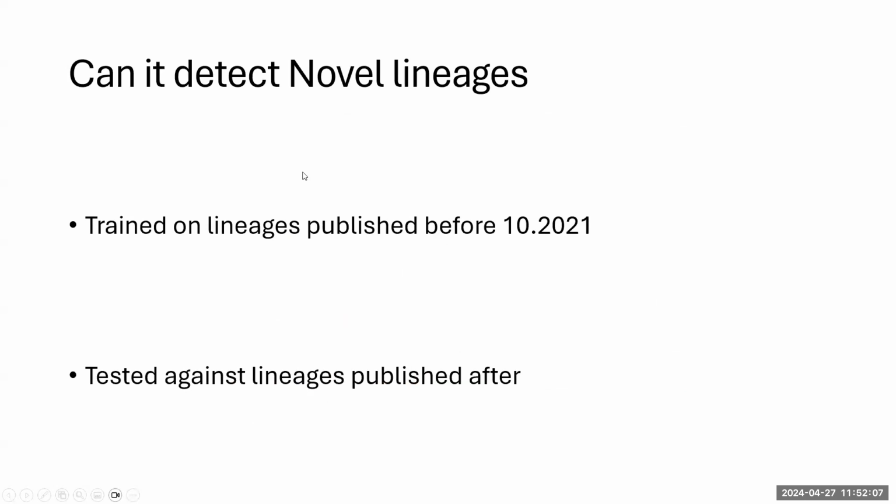Okay, after we've seen what the model is capable of, we decided to test it and see how it does in detecting novel lineages. To do that, we trained the model on lineages published before October 2021, and we tested it against lineages published after.